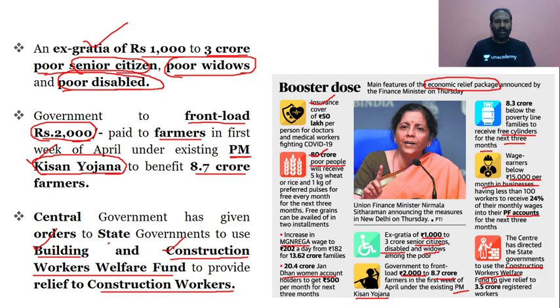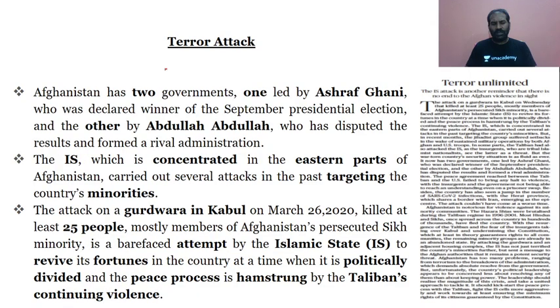And then again the central government orders the state governments to use the building and construction welfare funds for the relief of the construction workers. So in toto we have looked at this, and any question which is possible in framing the prelims question, you are ready to answer it. Now we will go to the next one, that is the terror attack.